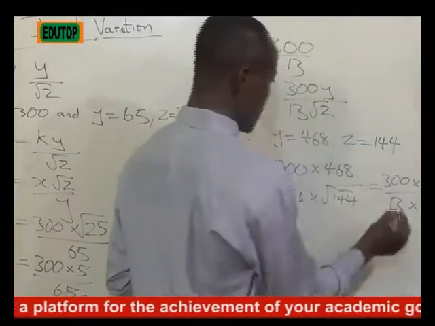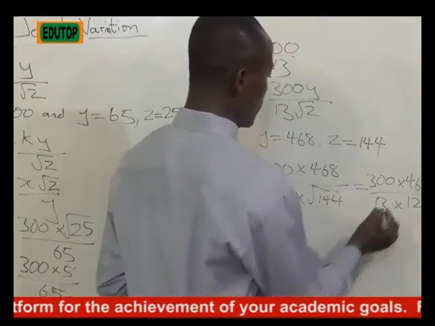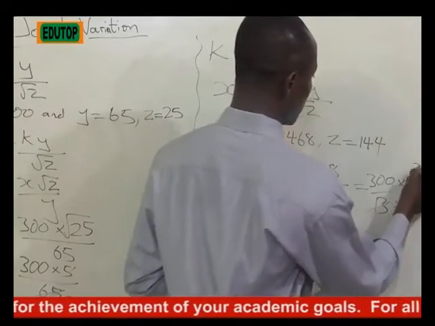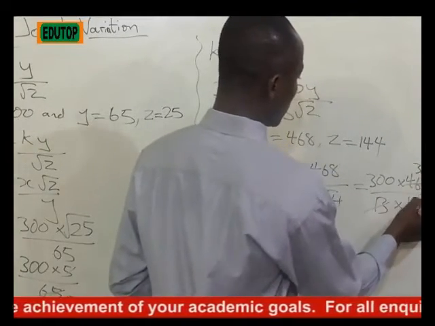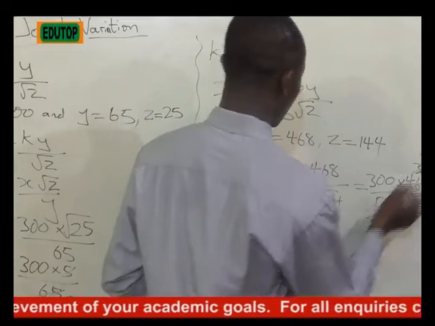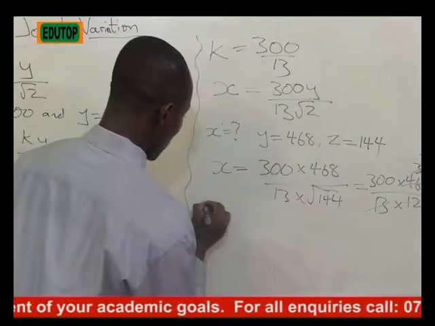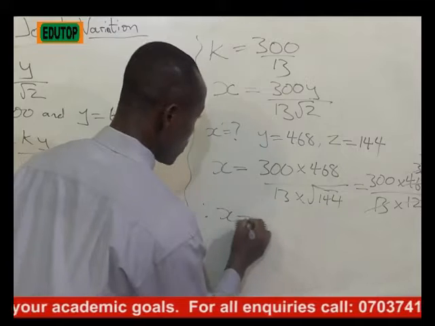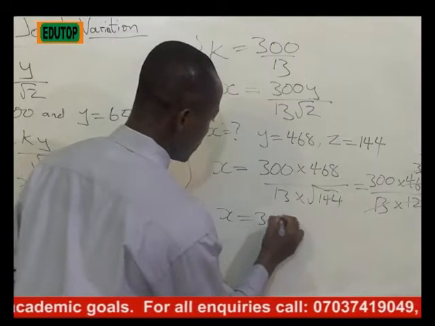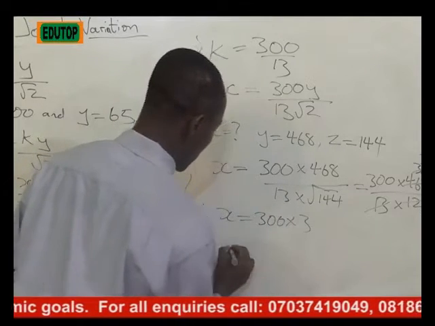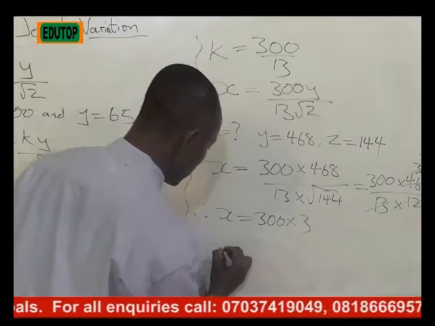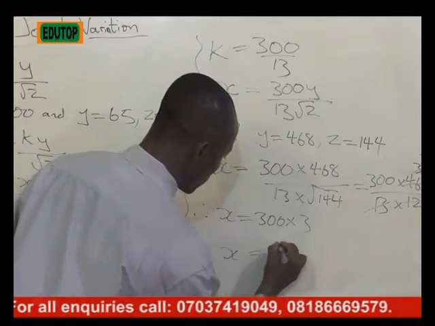Now, 468 divided by 13 will give us 36. 36 divided by 12 will give us 3. And therefore, we can now say that X is equal to 300 times 3. Therefore, we can conveniently say that X is equal to 900.